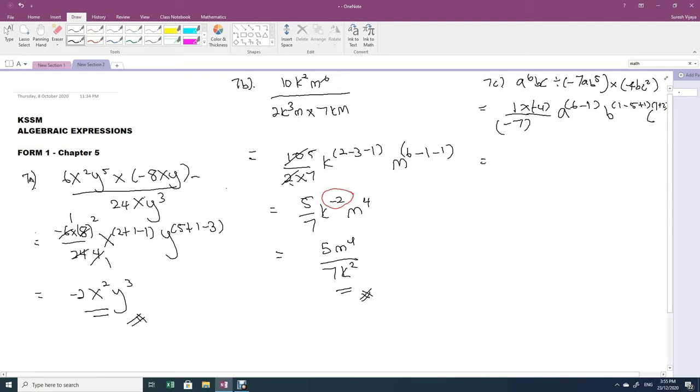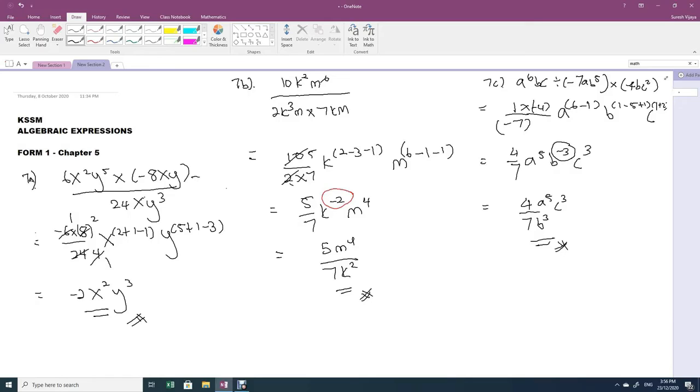So this will be simplified as 4 over 7 for the number, a to the power of 5, b to the power of negative 3, and c to the power of 3. As I explained just now, we do not want the negative on the upper side. A better way to write it is to put b to the power of 3 at the bottom. So the answer will be 4 over 7, a to the power of 5, c to the power of 3, divided by b to the power of 3. This is the answer for 7c.